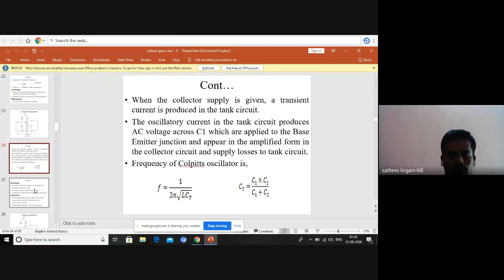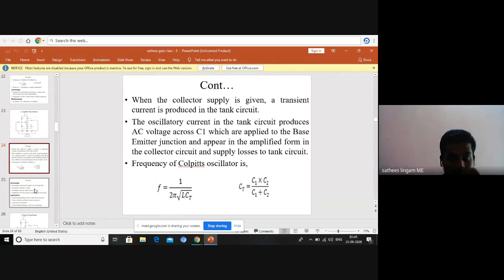At last, the frequency of the Colpitts oscillator is F equal to 1 by 2 pi root L CT. Why CT? It means total capacitance, as the two capacitors are connected in series manner. So CT is equal to C1 C2 divided by C1 plus C2. Why? If both capacitors are connected in series, 1 by C equals 1 by C1 plus 1 by C2. So C equals C1 into C2 divided by C1 plus C2.